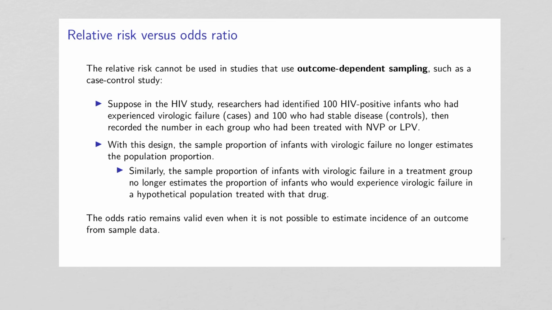The relative risk cannot be used in studies that use outcome-dependent sampling, such as a case-control study, when we begin the study by knowing whether you were a case, you were sick, or you were a control, you were not sick. Then we need to use odds ratios. But if we begin with healthy people and we give some people one drug and other people another drug and then look at the outcomes, then we can use relative risk. Even when it is not possible to estimate the incidence of an outcome, the odds ratio is still valid. And for a very rare disease, where prevalence is less than 10% or so, the odds ratio approximates the relative risk.